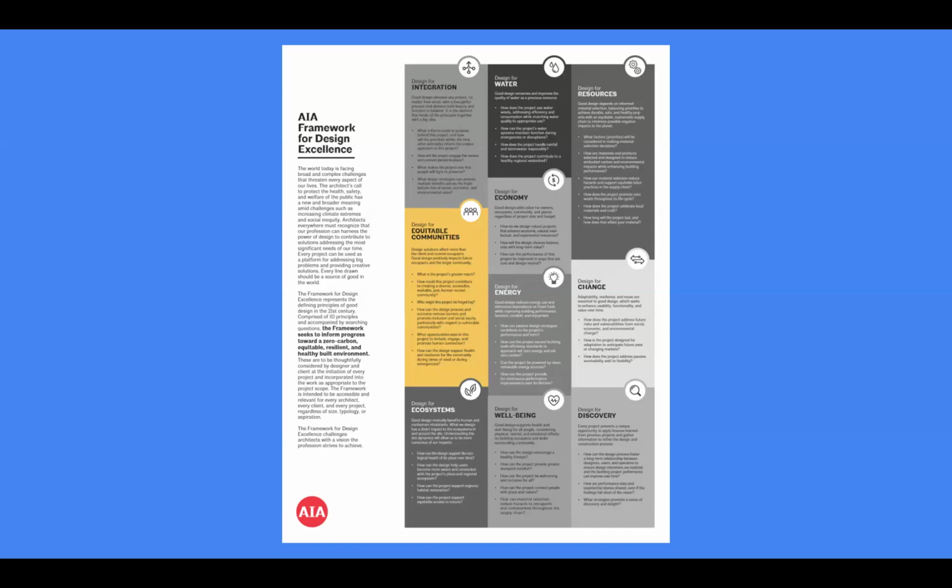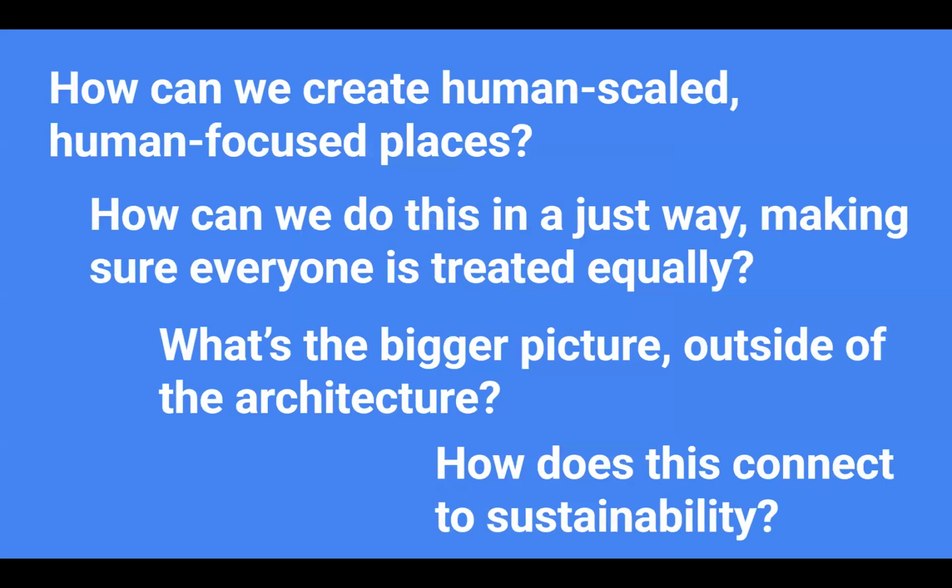And so, for me, as a non-architect that is eternally chained to architects, is my lot in life. Not complaining, it's just I'm always around architects. And so what I gathered from it was essentially these 3 points, which is how can we create human scaled, human focused places? How can we do this in a way that is just making sure everybody's treated equally? And essentially, what's the bigger picture outside of just the architecture of the building? And then for the purposes of this meeting, how does this connect to sustainability?